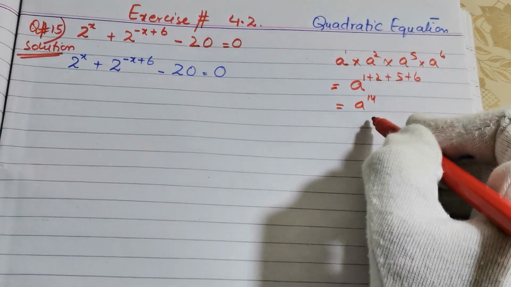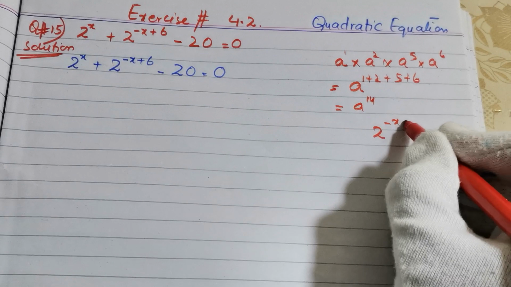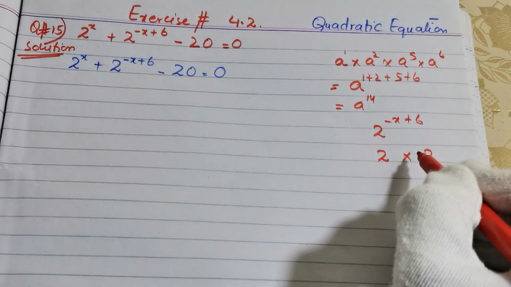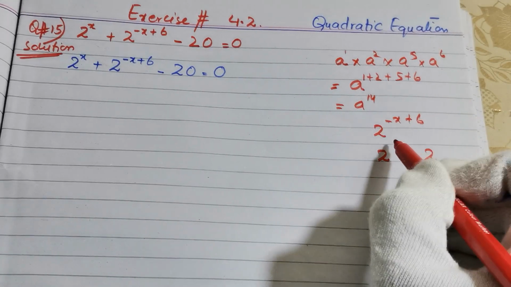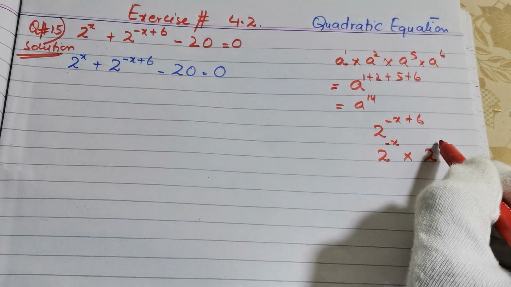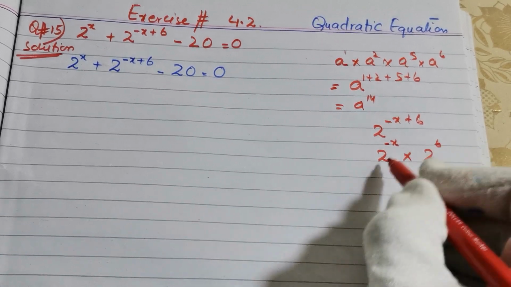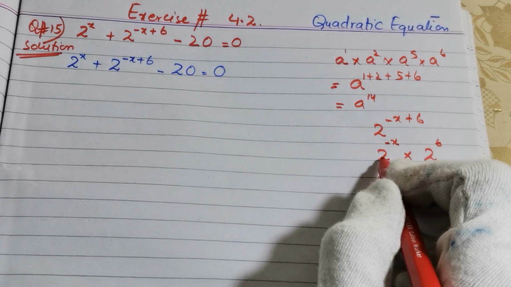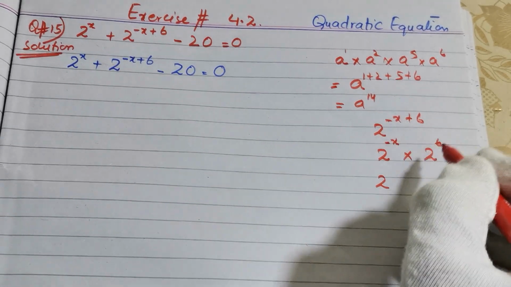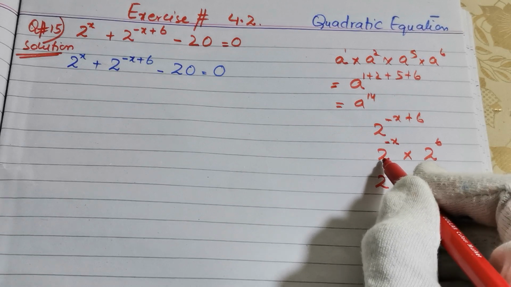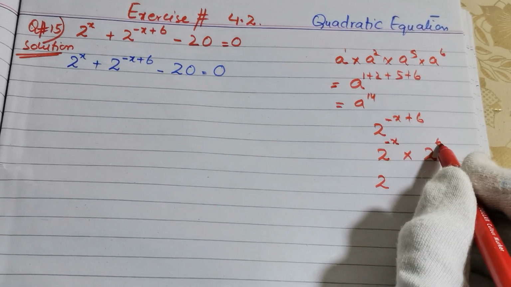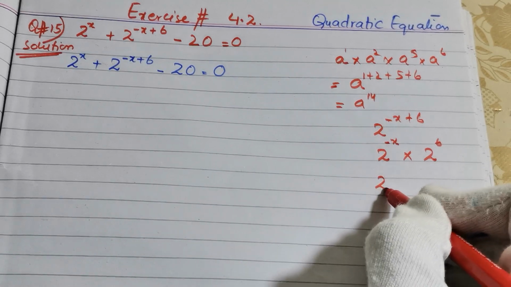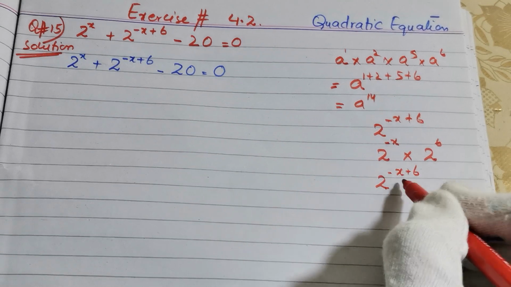Similarly, 2 raised to power (-x + 6) means 2 multiplied by 2. One time we will put -x and the next time we will put 6. This happens when two terms are multiplied with the same base and different powers. What will we do? We will write the base one time, and we will add the powers.